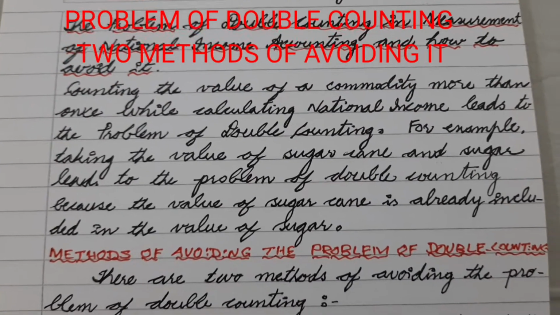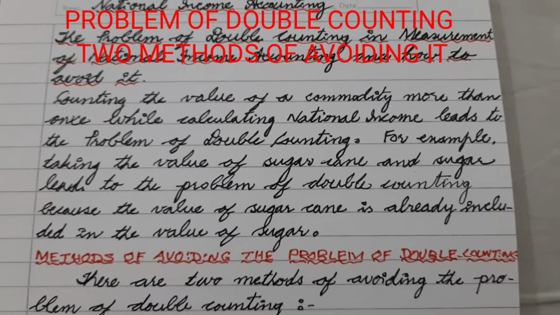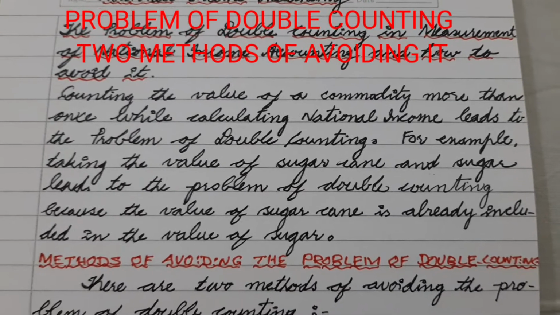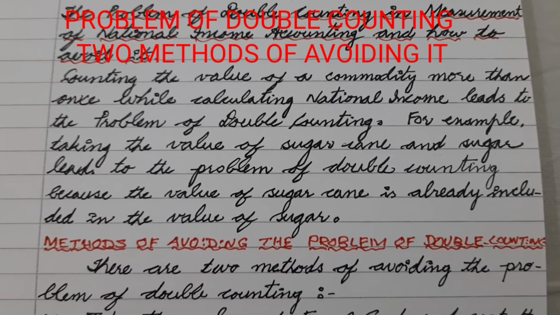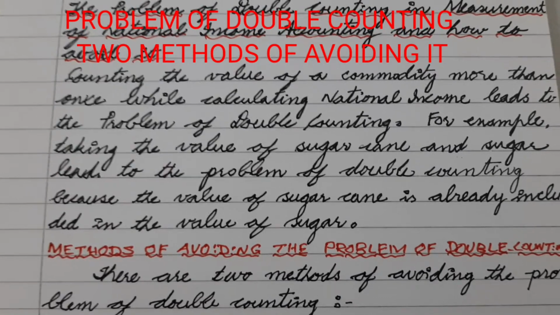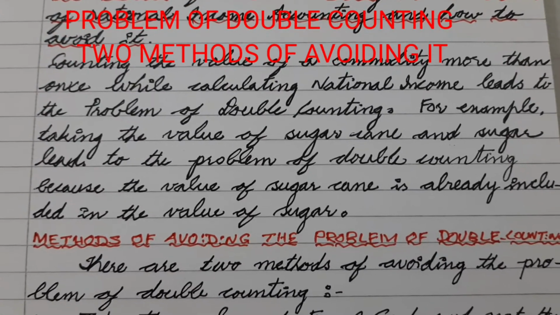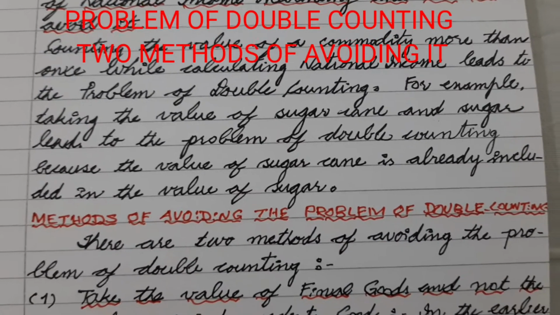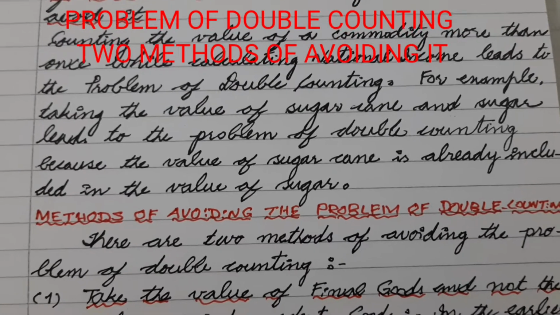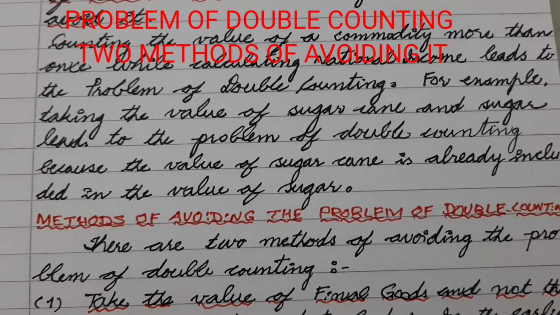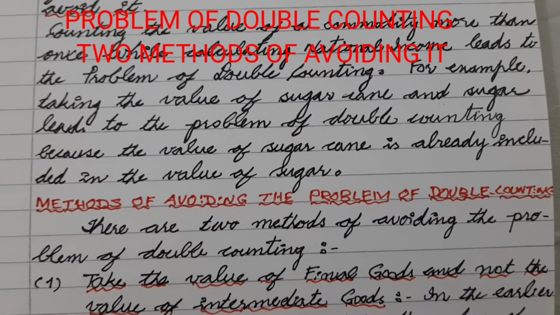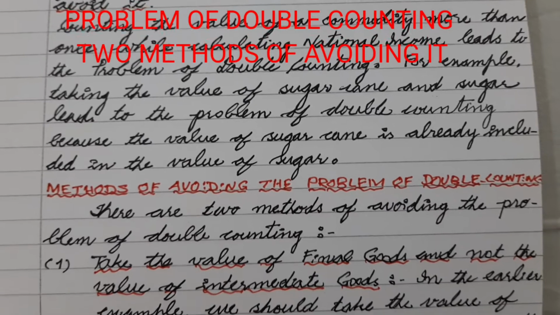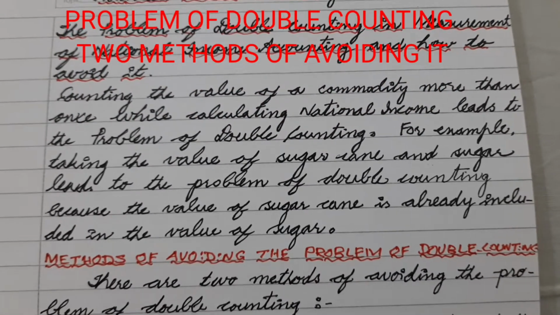So, what exactly is the problem of double counting? Counting the value of a commodity more than once while calculating national income leads to the problem of double counting. That is, we discussed in our example, we should take the value of sugar and not the value of sugarcane. If you take another example, we should take the value of shoes and not the value of leather that has gone into it. We should take the value of furniture and not the value of wood because it's already included in it. So that means we should take the value of only final goods.